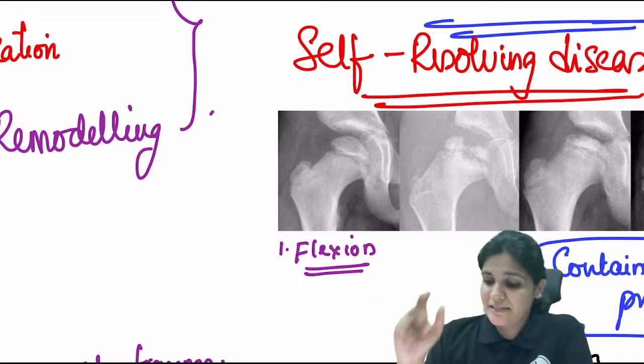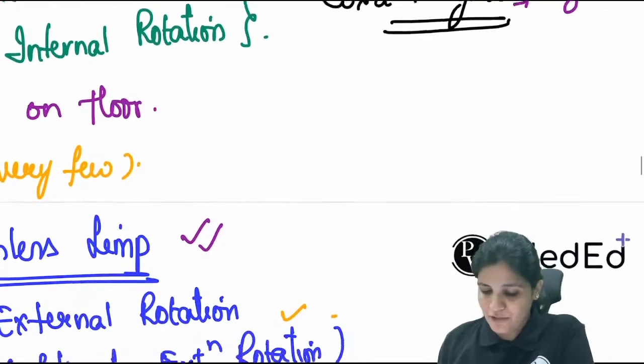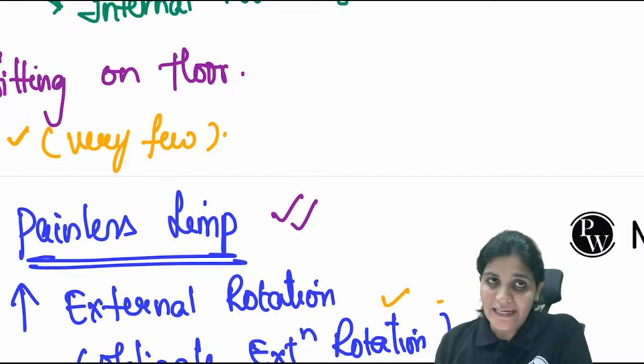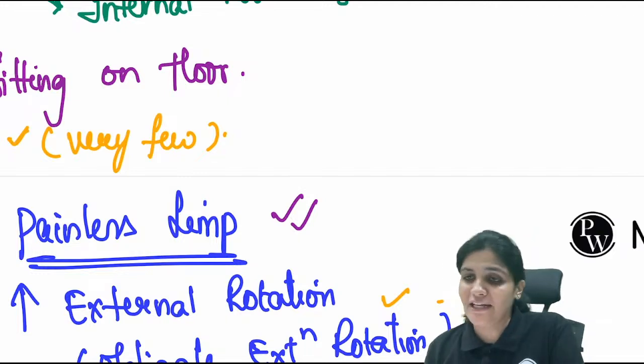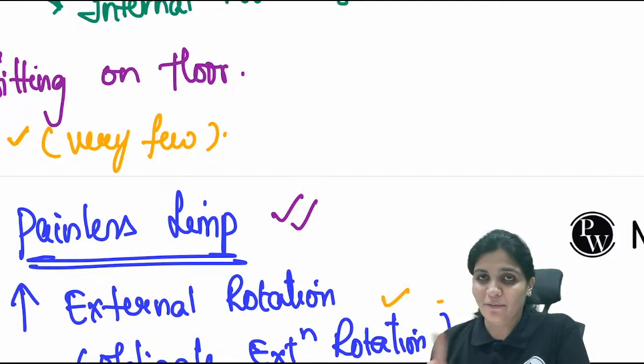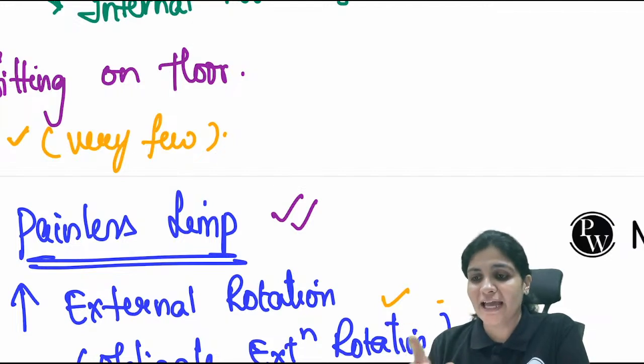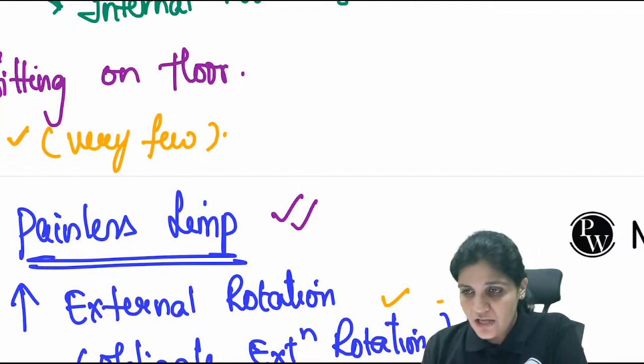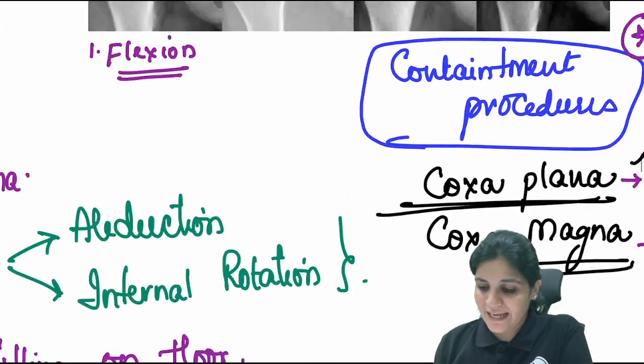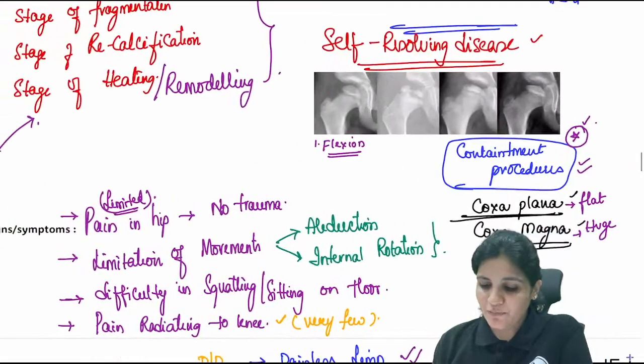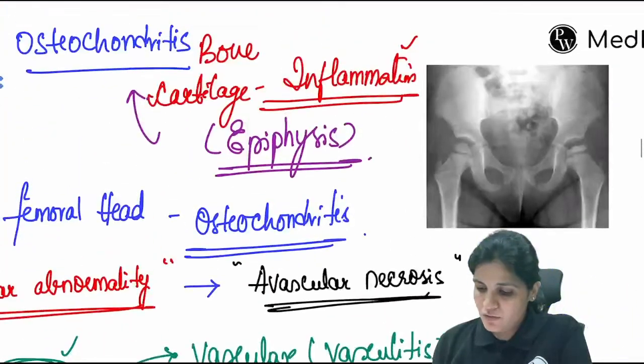And now they present to you as painless limp. So there will be limp which is painless, and then you have your limitations of movement. So these two are very, very important. So first there will be limp, and then there will be limitation of abduction and internal rotation, right? This is how you diagnose, and when you take the x-ray, you will see this type of picture.